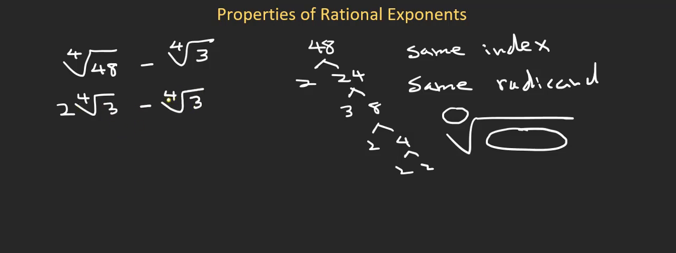Now notice, they both have the same index, and now they both have the same radicand. So what's 2 minus 1? That's 1. So your final answer is 4th root of 3. So just because they look like they don't have the same radicand, sometimes you need to really break it down and see if they will end up having the same radicand.